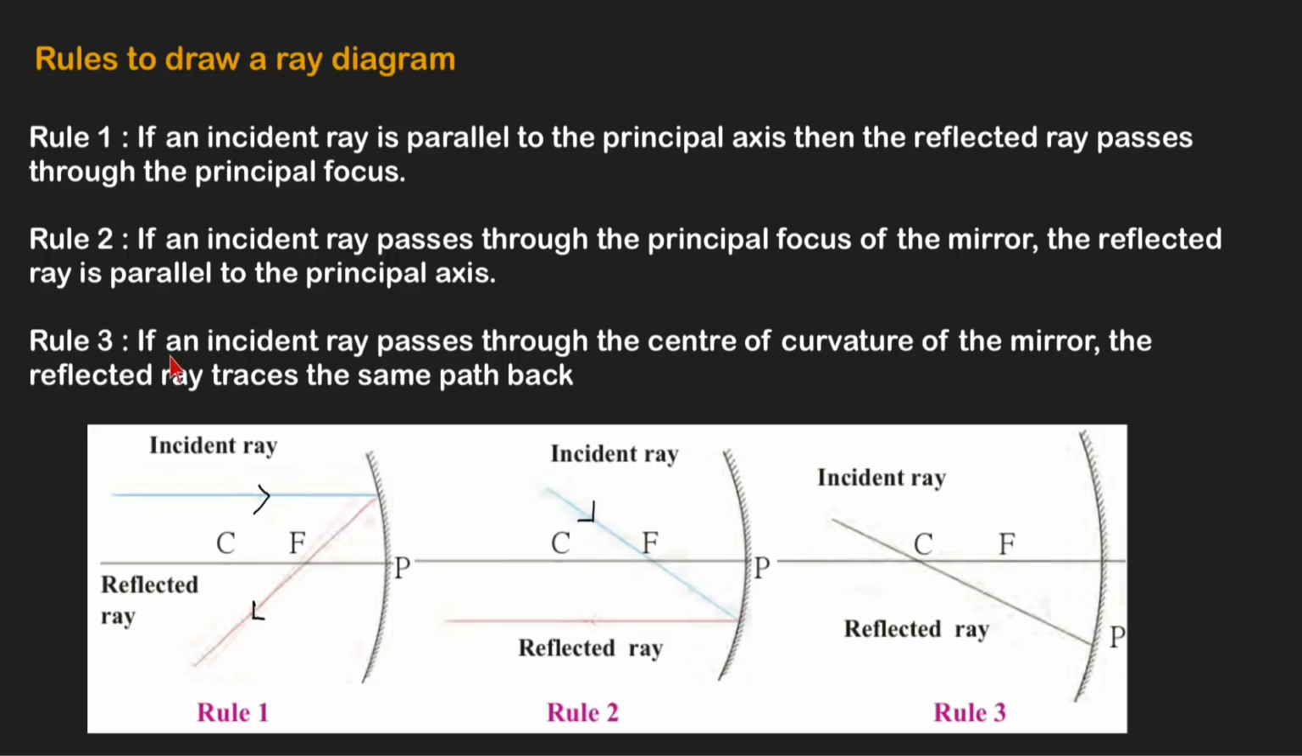And the third one is: if an incident ray passes through the center of curvature of the mirror, the reflected ray takes the same path back. When the incident ray passes through the center of curvature, then the reflected ray has the same path which the incident ray has.